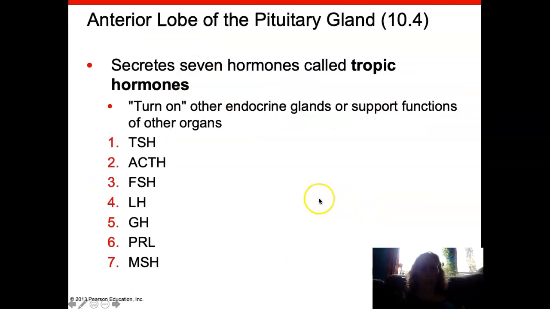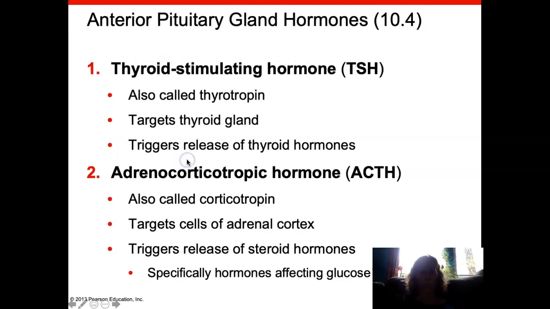So the anterior pituitary secretes tropic hormones. A tropic hormone is a hormone that stimulates other glands to secrete hormones or other glands to act. So look at this first one, TSH, thyroid stimulating hormone. So this hormone goes to the thyroid and stimulates it. So each one of these has a code. This letter code, I would learn those as well as the hormone. So here's our first one, thyroid stimulating hormone. It stimulates the thyroid to release the thyroid hormones.